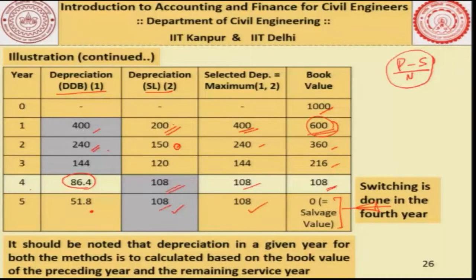So, as far as this example is concerned, we have switched from the DDB to straight line in the fourth year. Depending on the numbers that are given, this switching could be happening at different points in time.